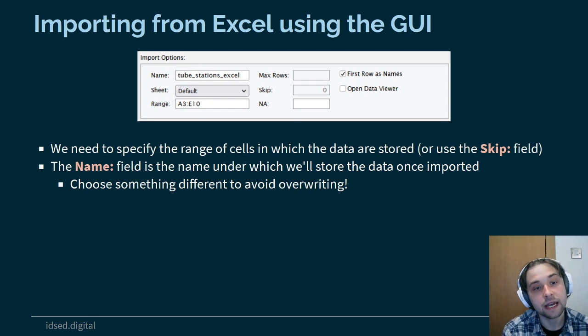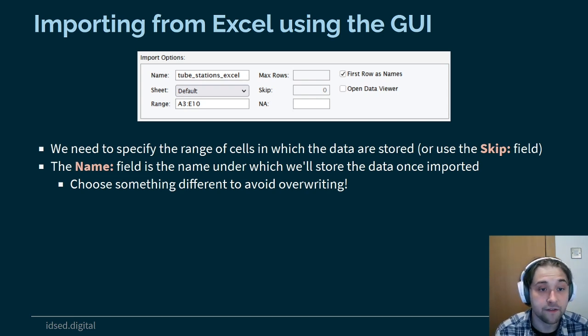The other thing we've changed here, which we didn't touch the previous time, is the name field. Name will default to the name of the file that we're importing, or something related to it that fits with R's object naming rules. But unfortunately, tube stations is already taken, because tubestations.csv was what we imported as the object tube stations, and we're now trying to import from tubestations.xlsx, and we can't call it tube stations again. That's gone. If we tried, it would just overwrite it. So I've changed that to tube stations XL.